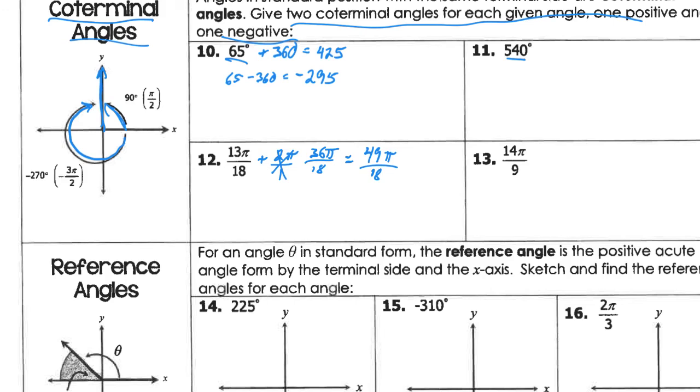So there it is. To get a negative, again, I do the same thing I was doing with the degrees. I'm just going to subtract a full rotation. But again, I want it to be in 18ths. So I'm going to subtract 36 pi over 18 from 13. 13 minus 36 is going to leave me with negative 23 pi over 18. So that's the idea there. You add and subtract 2 pi, or you add and subtract 360.